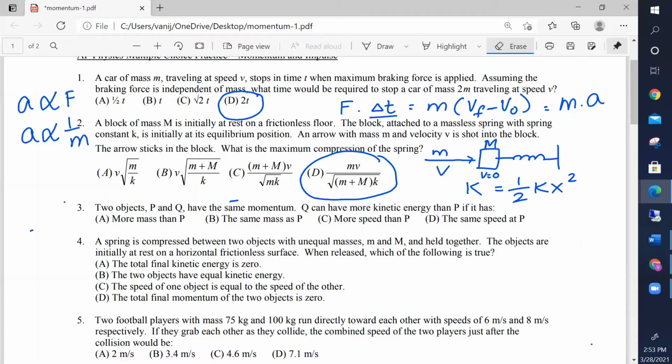P and Q have the same momentum. Q can have more kinetic energy than P if it has A, more mass than P, B, the same mass as P, C, more speed than P, and D, the same speed as P. What would be your answer and why?